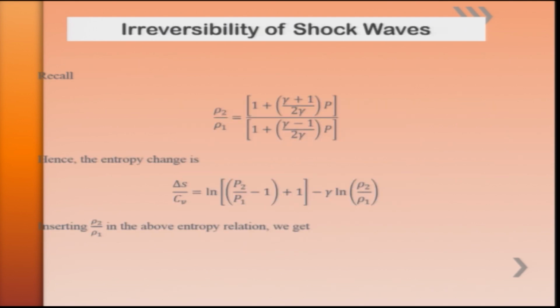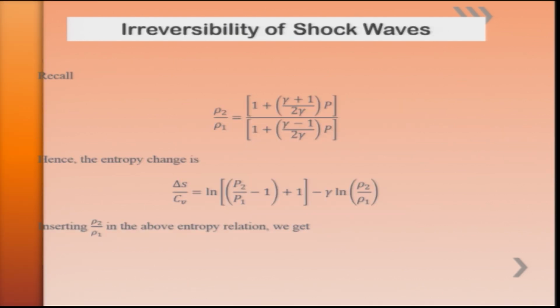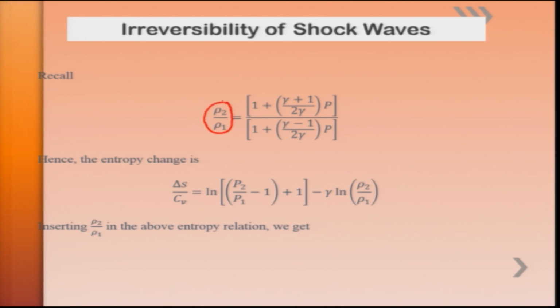Now, in such an exercise where the strength of shock is denoted by capital P, we can write rho 2 by rho 1 from the Rankine-Hugoniot relationship in terms of rho 2 by rho 1 and P2 by P1. We can obtain this equation, that means using the Rankine-Hugoniot (RH) relationship, rho 2 by rho 1 can be obtained as a function of P2 by P1.